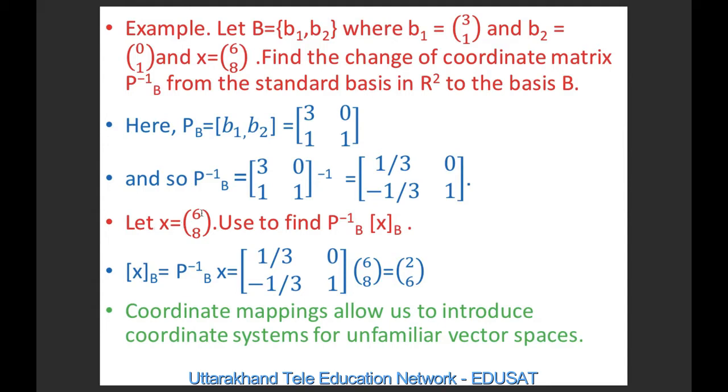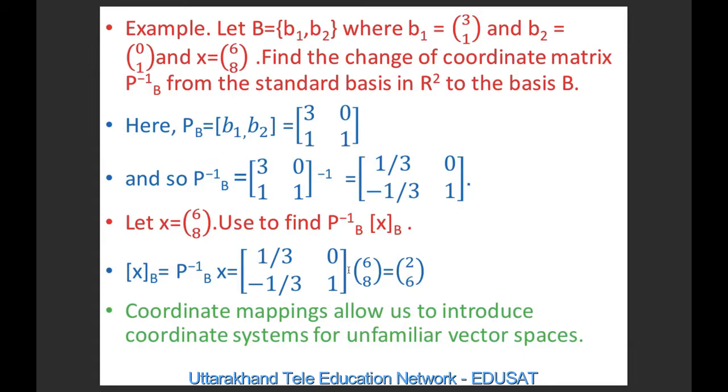Let x is equal to (6, 8). This is given to us. Now we will use it to find PB inverse x, which is XB. So XB is equal to PB inverse x. So it will be equal to PB inverse, which is 1 by 3, 0, minus 1 by 3, 1, and x is (6, 8).